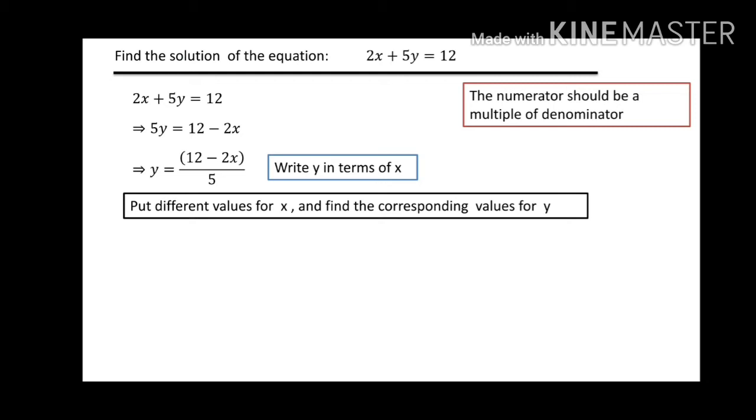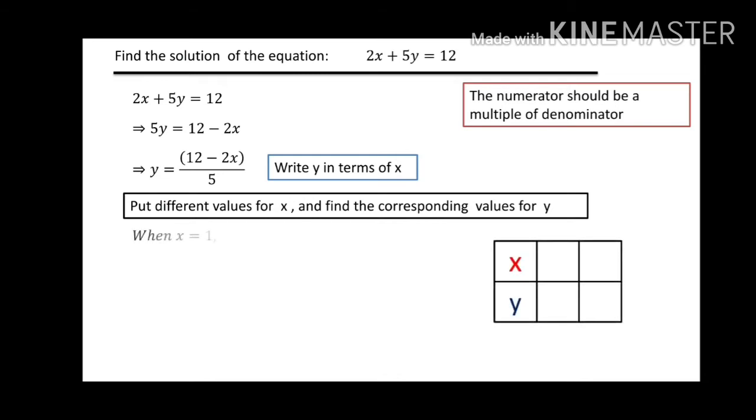So here the denominator is 5. So what value of x should I take such that 12 minus 2x will be a multiple of 5? Multiple of 5 means it can be 5, 10, 15, 20, minus 15, minus 20, anything. It should be divisible by 5. So here if I take x equals 1, what does it become now? 12 minus 2x, that is 12 minus 2 by 5. So 12 minus 2 is 10. Now 10 is divisible by 5. So we get an integral value 2.